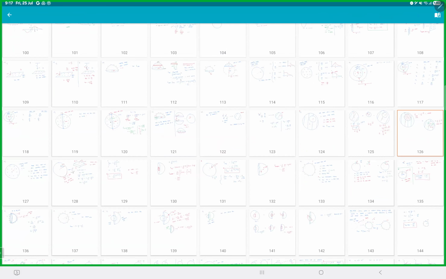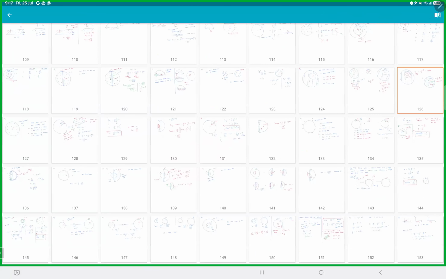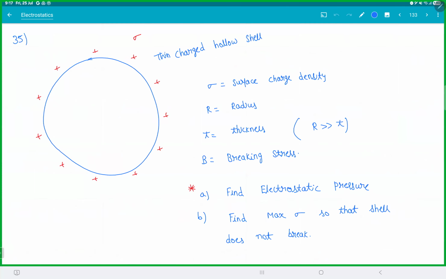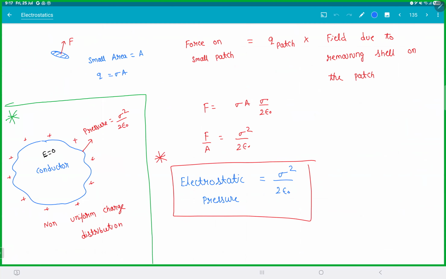Did we do this? Here, this question, if you remember, we had a thin, hollow, charged shell. Sigma is the surface charge density. Find the electrostatic pressure. And you remember the result? Sigma square by 2 epsilon.